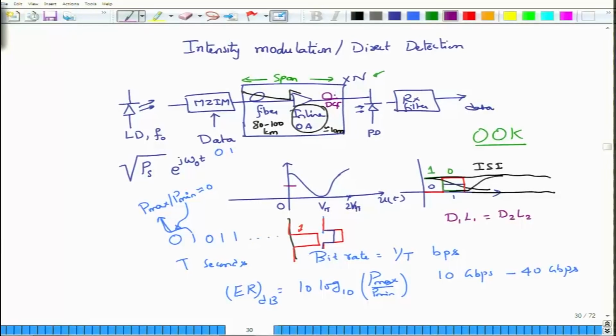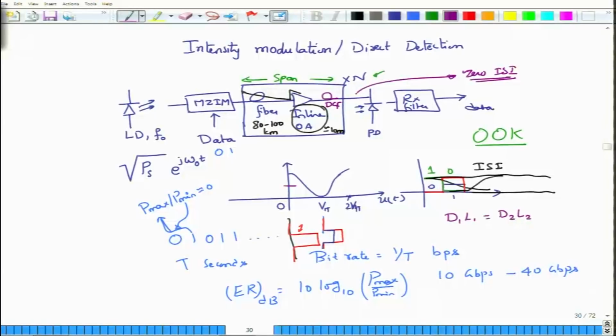Most legacy systems employ a DCF to compensate dispersion, so that when you receive the optical pulses at the receiver side, there is almost zero ISI. There will still be some ISI because of the last span which is not being compensated, but that is usually too small for us to worry about. So you can take it that the input optical pulses received at the receiver will be almost ISI free. Okay. Now you have these optical pulses.